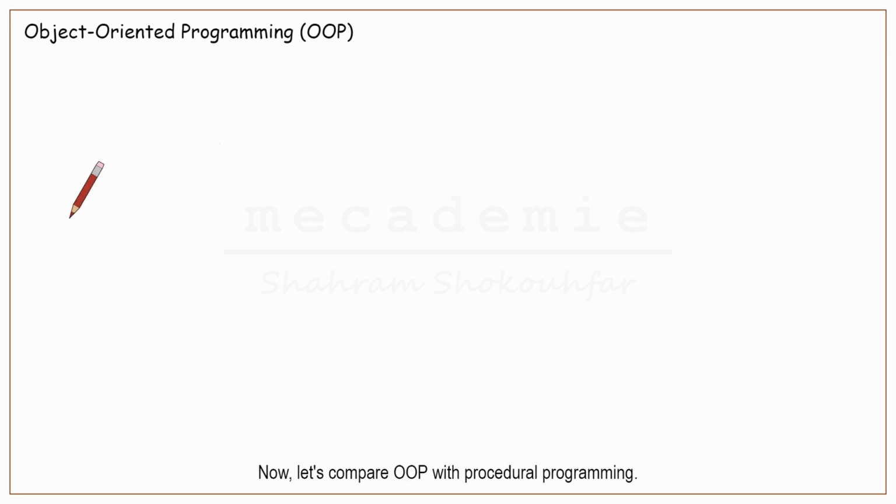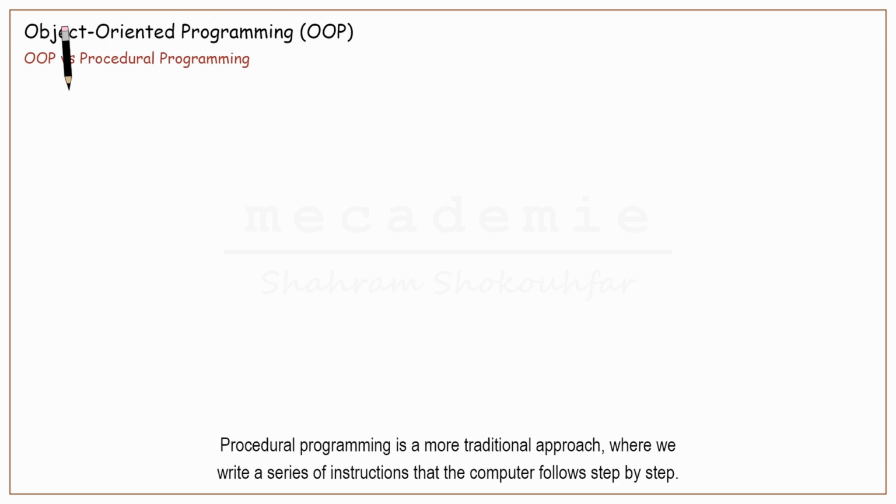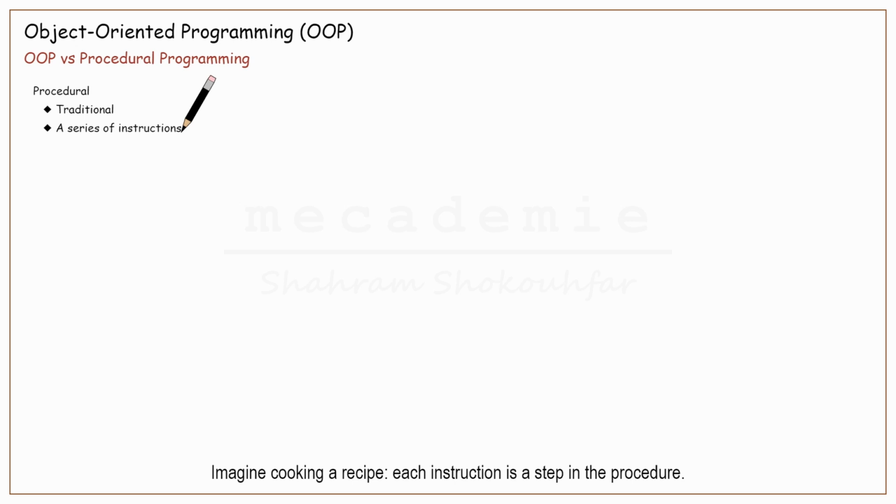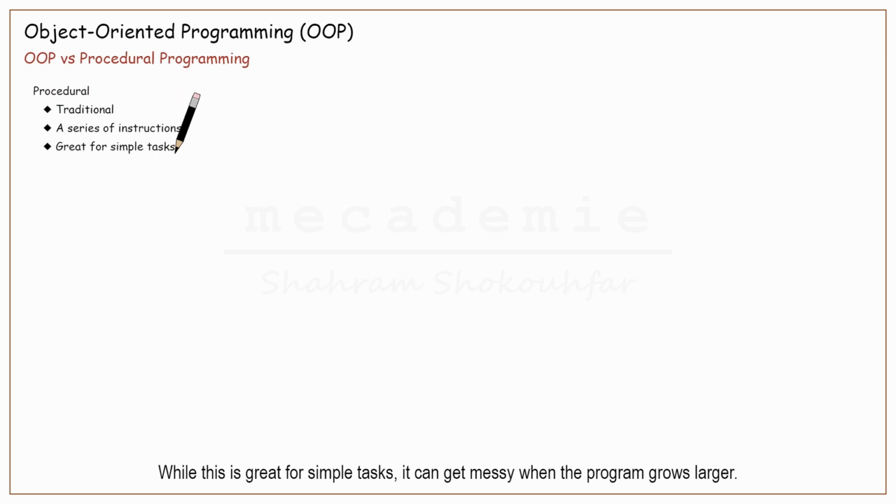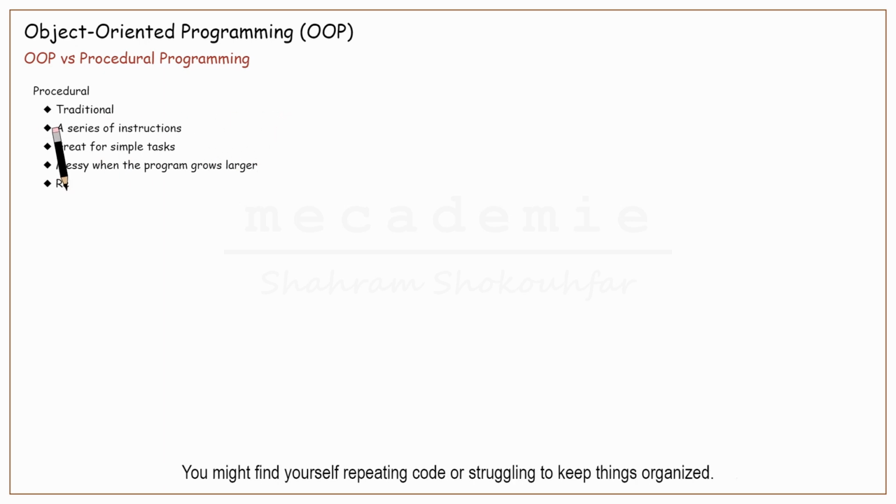Now let's compare OOP with procedural programming. Procedural programming is a more traditional approach, where we write a series of instructions that the computer follows step by step. Imagine cooking a recipe. Each instruction is a step in the procedure. While this is great for simple tasks, it can get messy when the program grows larger. You might find yourself repeating code or struggling to keep things organized.